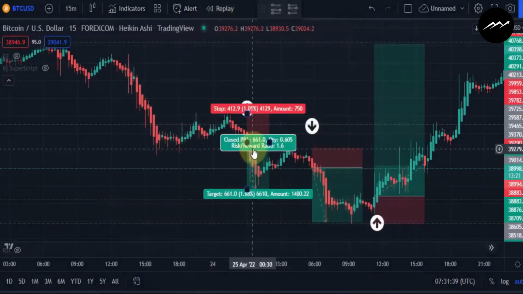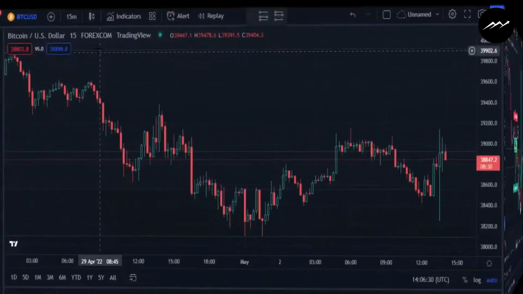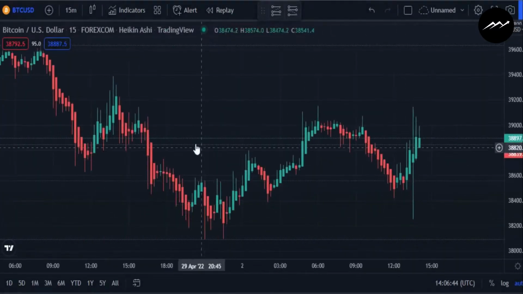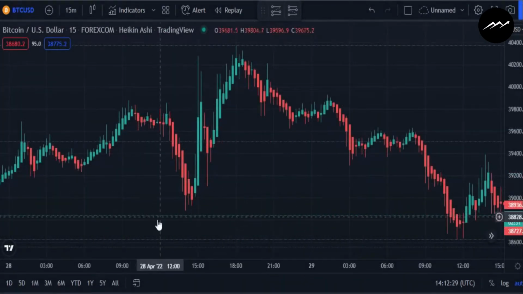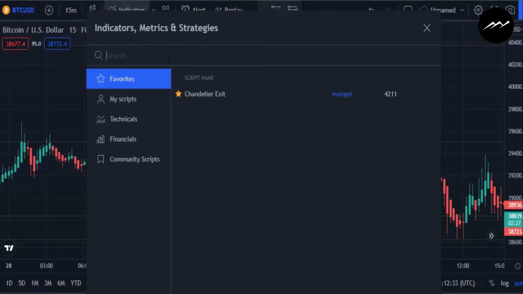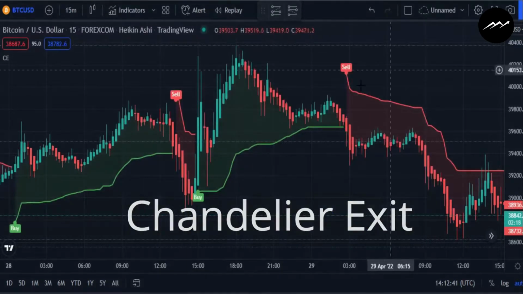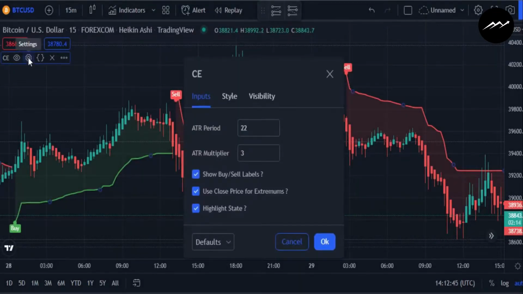So now let's learn how to use this strategy to make money. First, set the candlesticks to Heiken Ashi. Now we need to put the indicators we need on the chart. The first indicator we should use is called Chandelier Exit. Add this indicator to the chart.